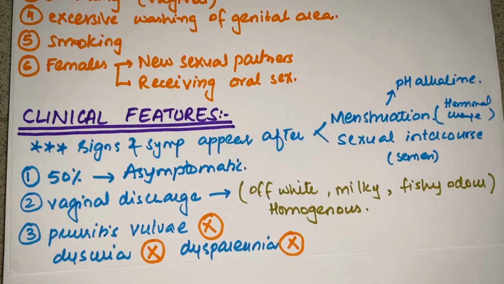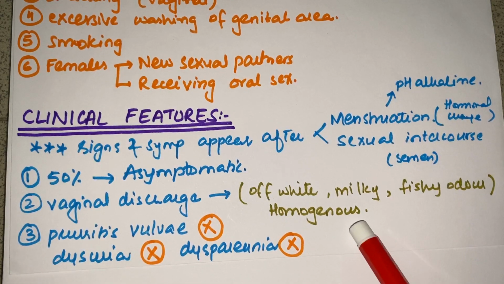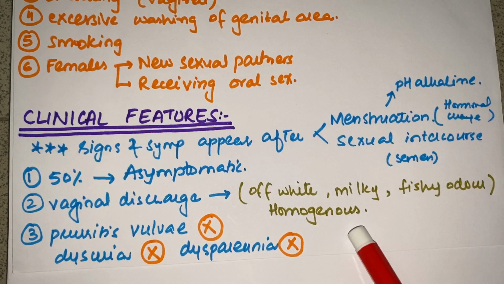Now, 50% of the patients are almost asymptomatic, but how will the symptomatic females present? Very important: discharge. I repeat, discharge. Discharge is vaginal discharge. It is characteristically white, milky, or fishy-odor-containing homogeneous discharge. So this is a very characteristic scenario, picking points from the history.